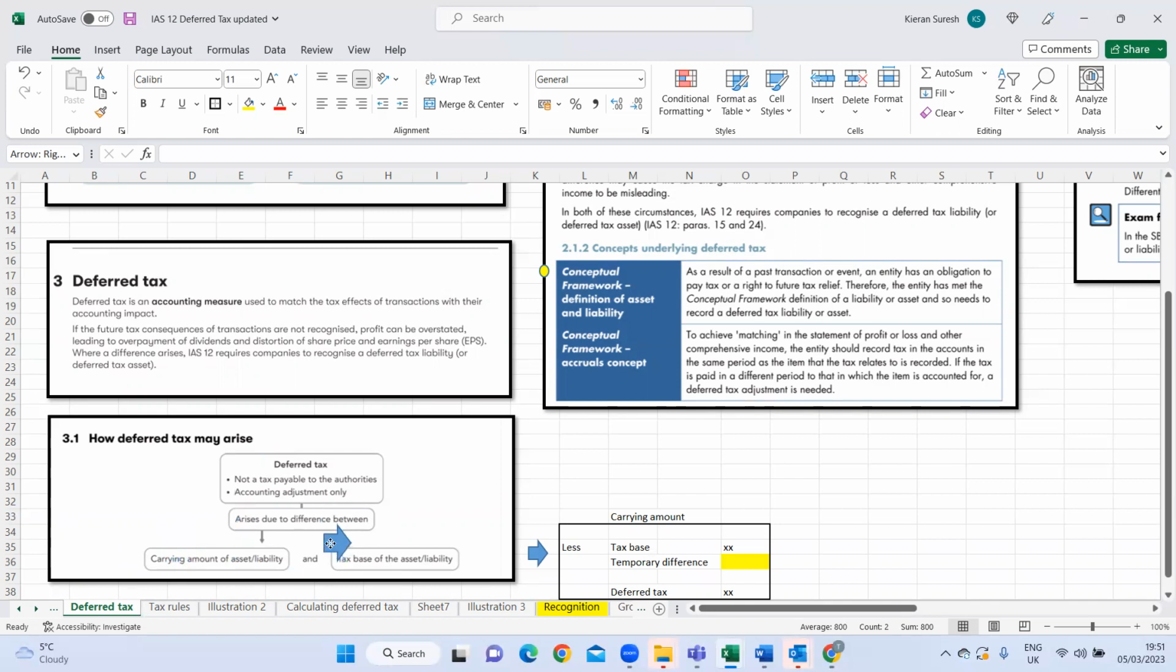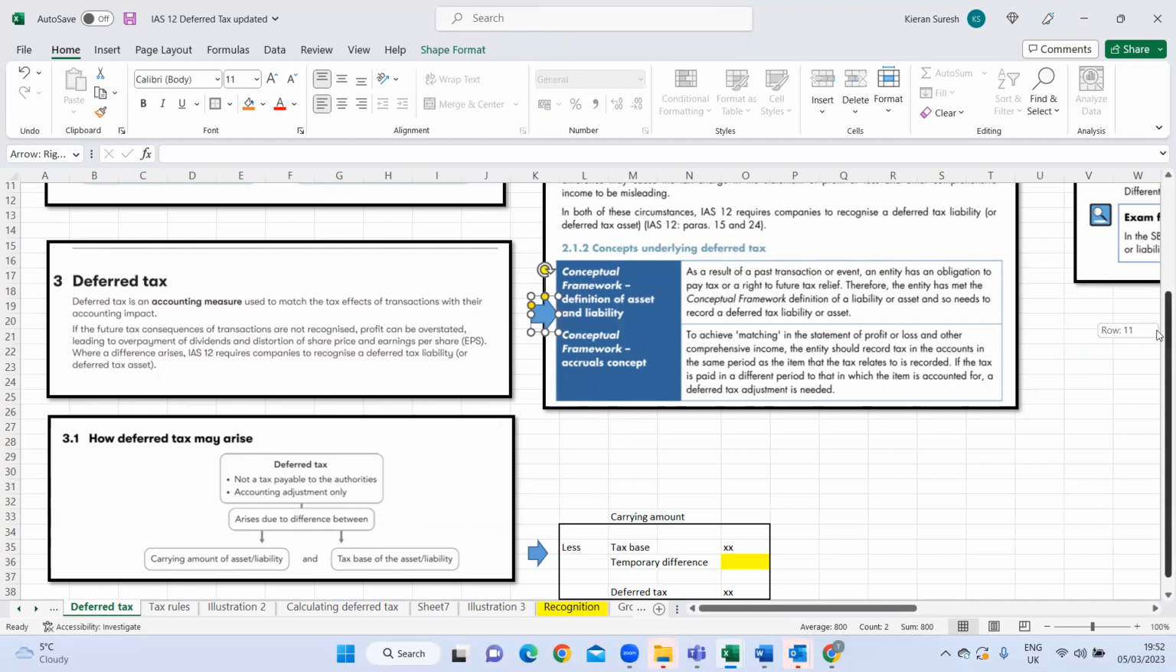A deferred tax asset means the temporary difference is a deductible temporary difference. It's going to give me some future tax deduction. So it is a deferred tax asset, therefore debit deferred tax asset, credit the profit and loss account. And here the movement is what is credited, like we credited 40 there, right?